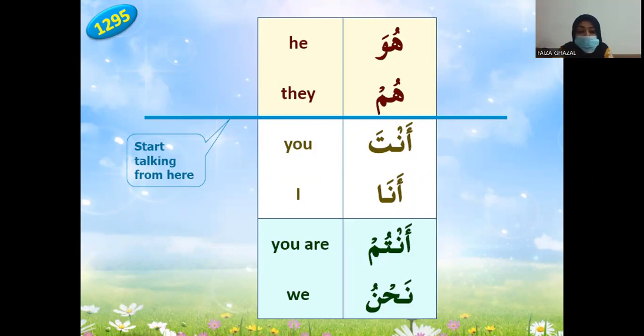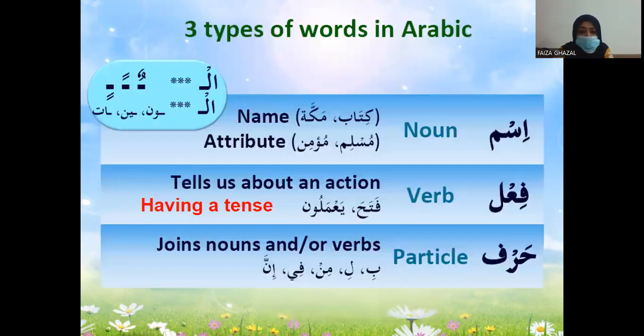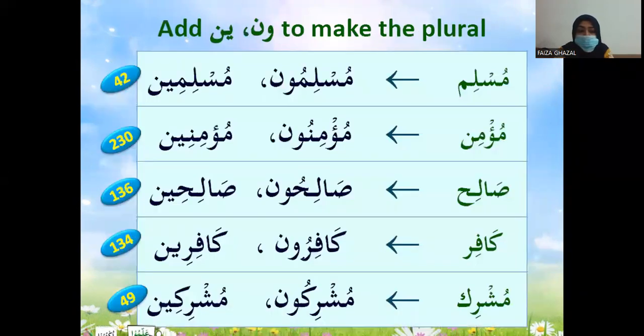Okay, let's move forward. As we all know, there are three types of words in Arabic. One is noun, which shows the name and the attribute. The other one is verb, which tells us about an action. And then there is particle, which joins the noun and the verb together. Okay, next slide.